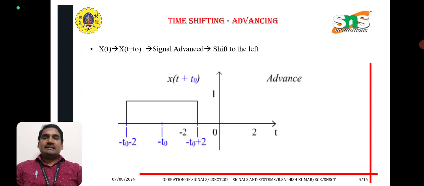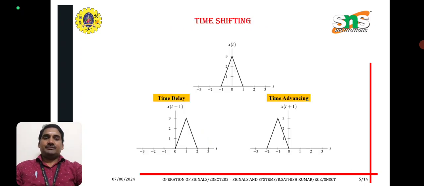Right, x of t plus t naught is the signal advanced, shifted to the left. Delayed means shift to the right, advancing means shift to the left. Plus indicates advancing, minus indicates delay. In the previous signal, it is advanced by 2 units, therefore minus t naught plus 2 to minus t naught minus 2. The signal is advanced by 2 units.